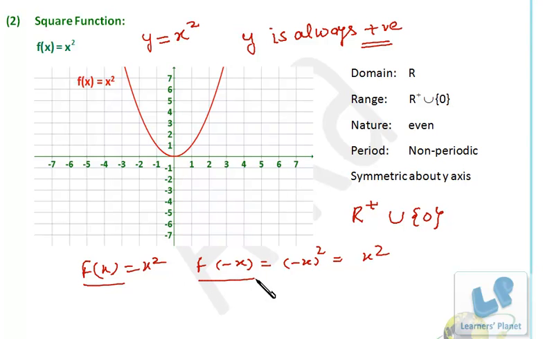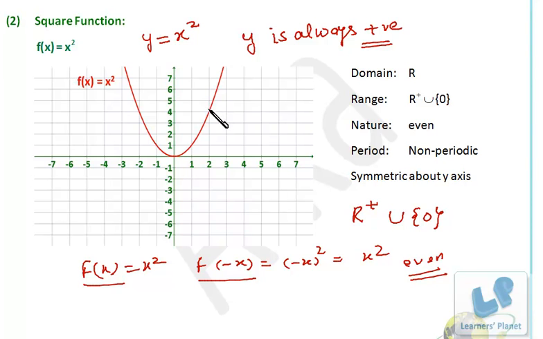That means f of x is equal to f of minus x, right? So it is an even function. So you must be getting the properties of this. This is a graph that is passing through origin. Y will always be positive. Apart from that, it is an even function and it is symmetric about y-axis, right?